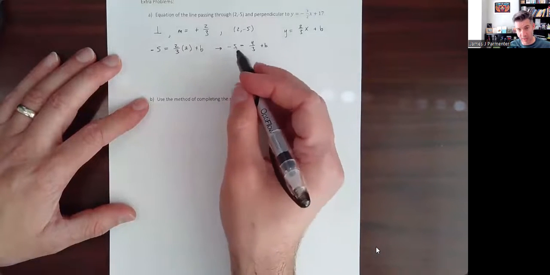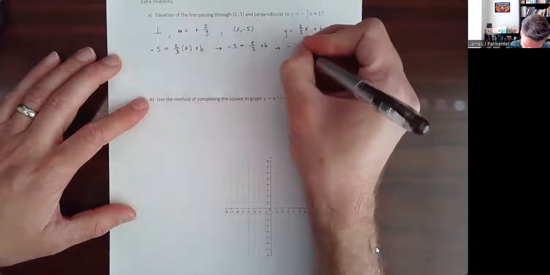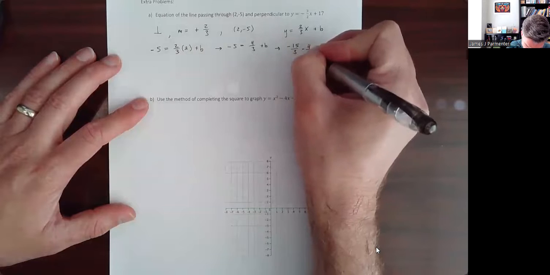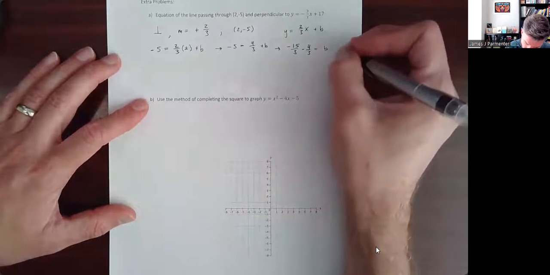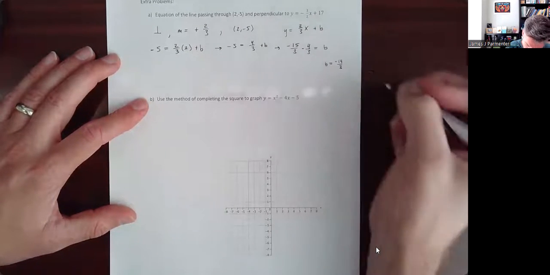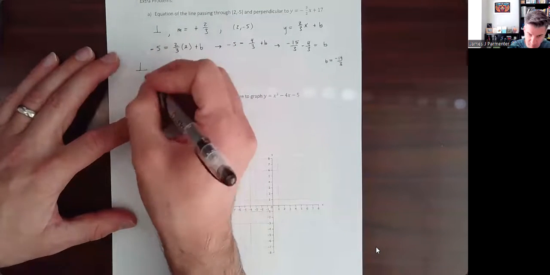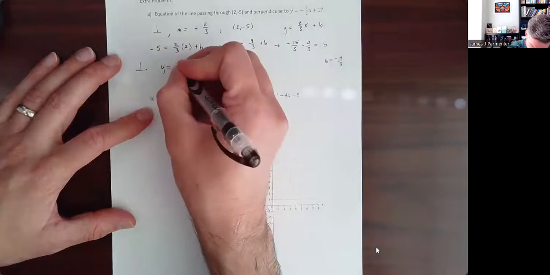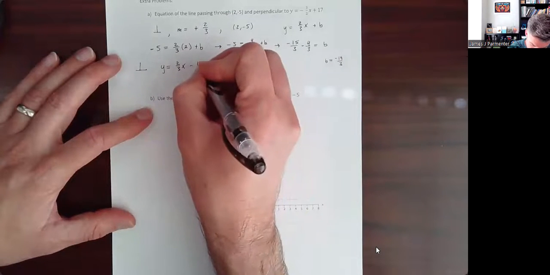And I'm going to change that to a fraction. The denominator is 3, so I'm going to multiply by 3/3 and get -15/3. So -15/3, I'm going to subtract 4/3, and that's going to equal b. -15 minus 4 is -19, so our b value is -19/3. And then our equation for the perpendicular line, that's a symbol for perpendicular, is y equals 2/3 x plus -19/3, which I'm just going to say minus 19/3.